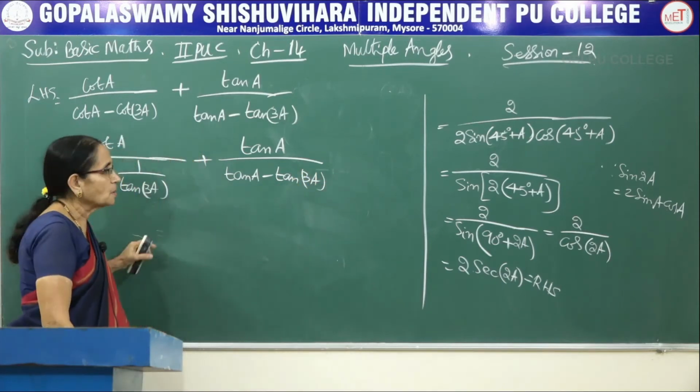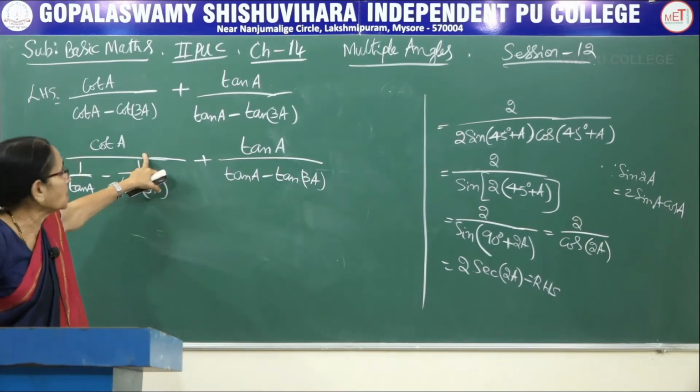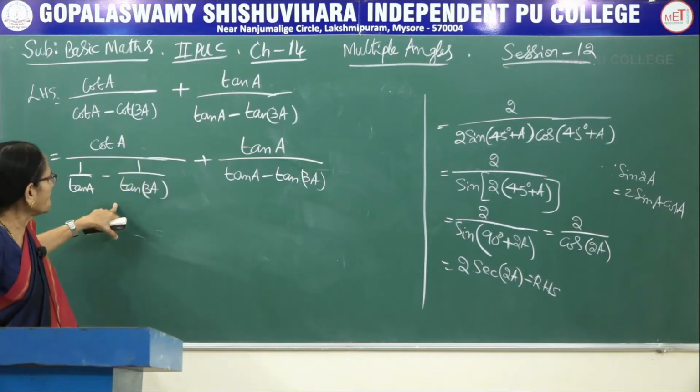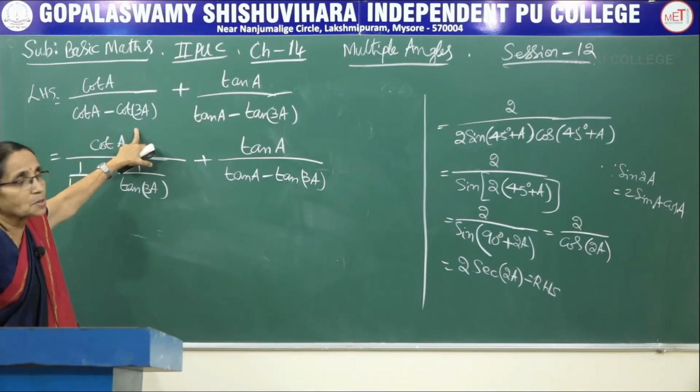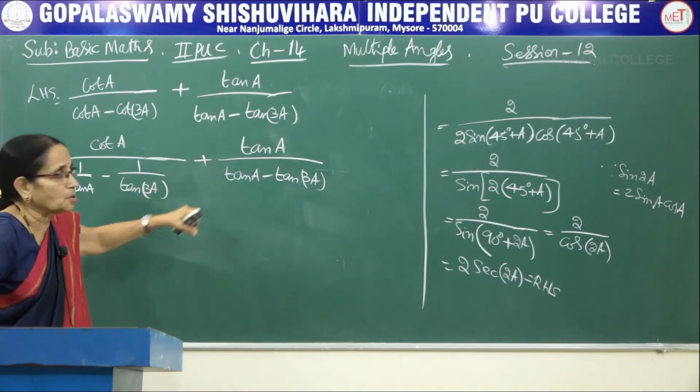So what I have done here? The first term on the left hand side, I am keeping the numerator as it is. The denominator, I have written both cot terms in terms of tan, that is 1 by tan. Second term, keep it as it is.